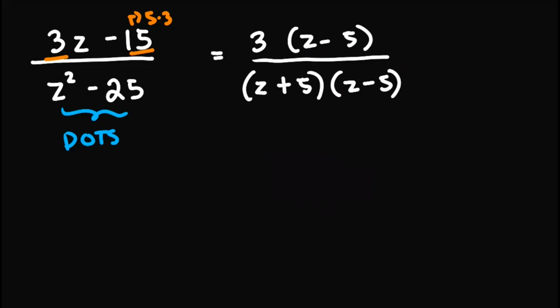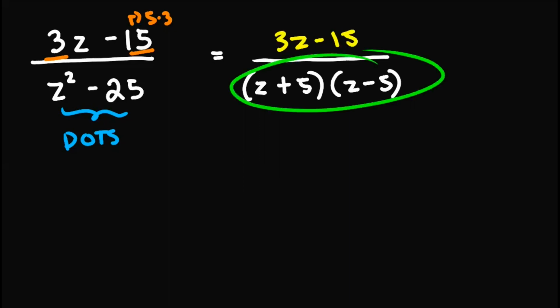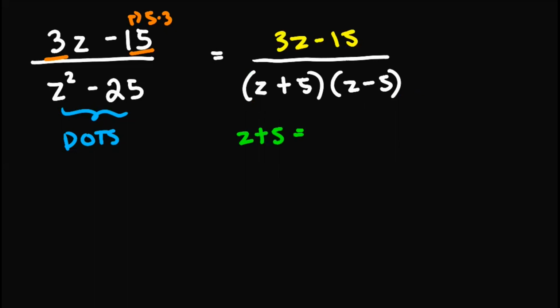Although we know that in simplifying a rational expression we usually cancel out common terms, in determining its domain we don't do that. Instead, we disregard the numerator, so we can still treat the numerator as 3z minus 15 and just focus on the denominator. So when will this denominator be 0? If z plus 5 is equal to 0 or z minus 5 is equal to 0.